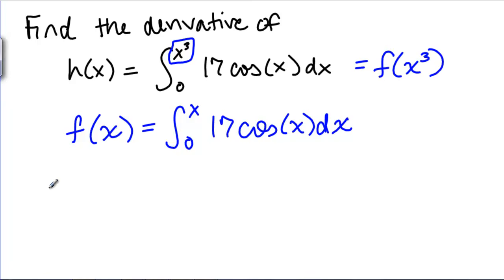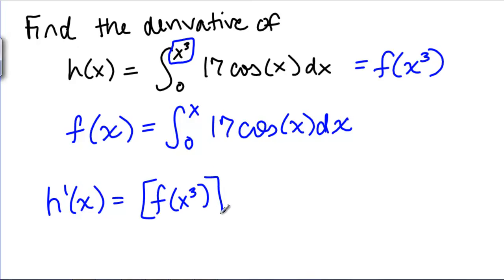So if we want to take the derivative of h of x, we want to take the derivative of f of x cubed. And to do that, we need to use the chain rule. So the chain rule says we take the derivative of f, we plug in x cubed, and then we multiply that by the derivative of x cubed, which would be 3x squared.